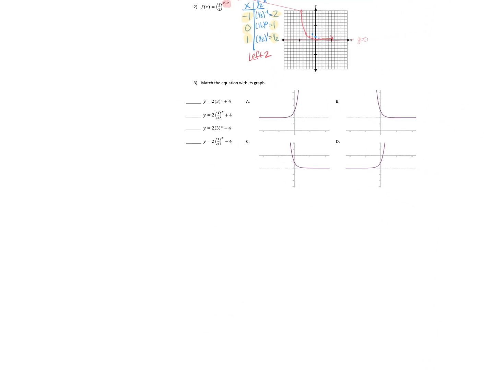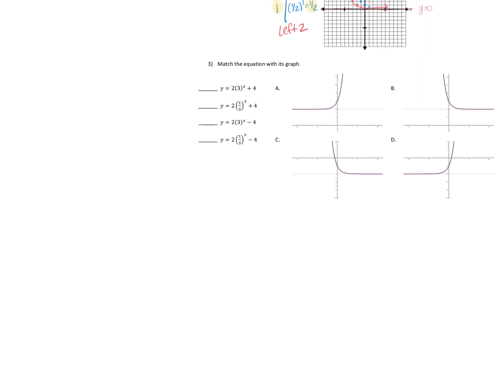All right, the next section is matching. So first I want to think about growth versus decay. If it's a growth graph, it's going to increase to the right, and that's when my b is greater than 1. If it's a decay graph, it's going to decrease to the right, and that's going to be between 0 and 1. So I can see that this first graph represents growth, and this third graph represents growth, versus the second graph and fourth graph represent decay.